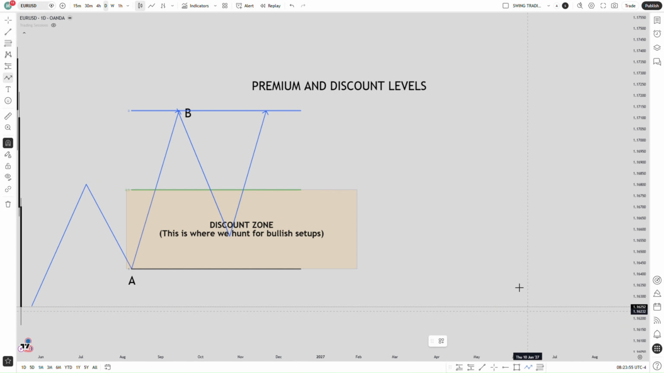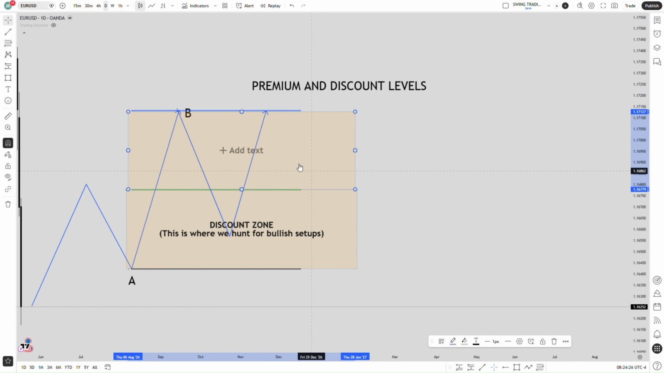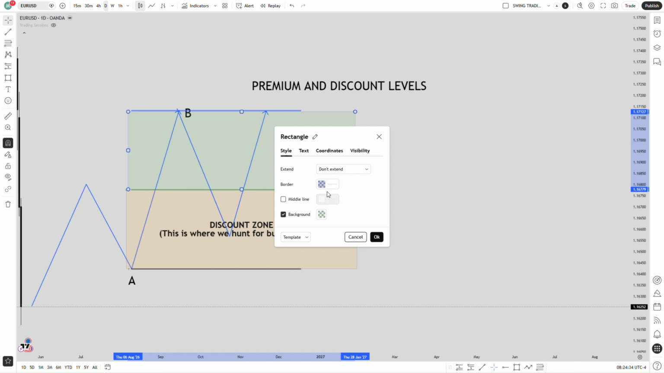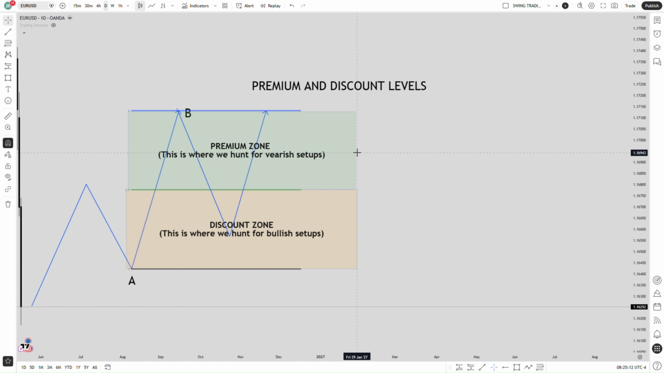What are premium zones? You look for premium zones when you have a bearish trend. This portion here is your premium zone actually, but the issue here is this is a bullish trend. So you don't need to take any trading decision off of this premium zone. This is where we hunt for bearish setups.